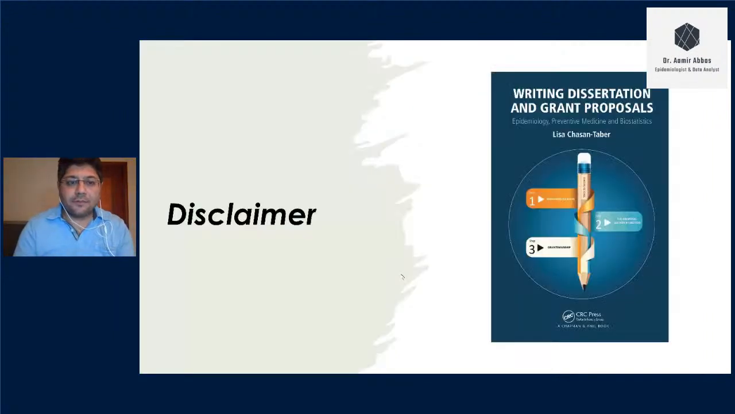Moving forward, I have to make a disclaimer at this point. Most of the information I'm sharing over here, and particularly the examples I'm using in these sessions, is from this book. This is a very good book whose title is Writing Dissertation and Grant Proposal. Its snapshot is over there.